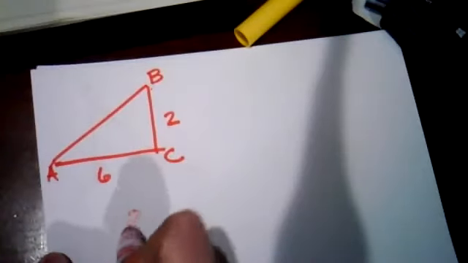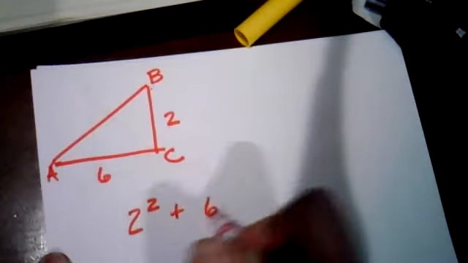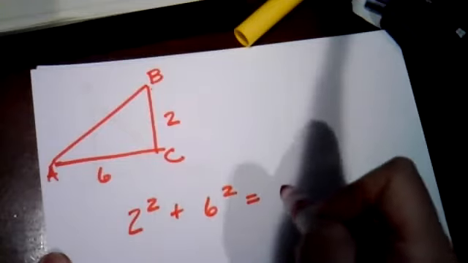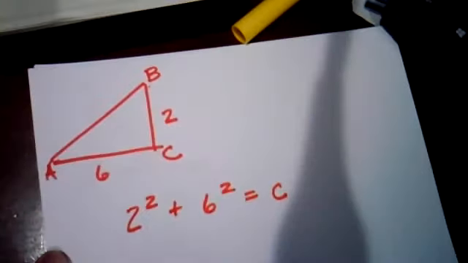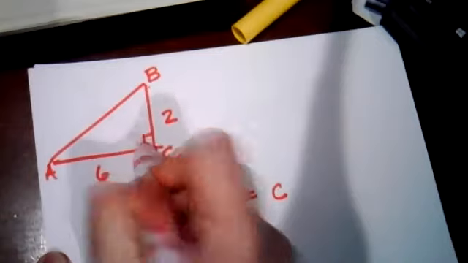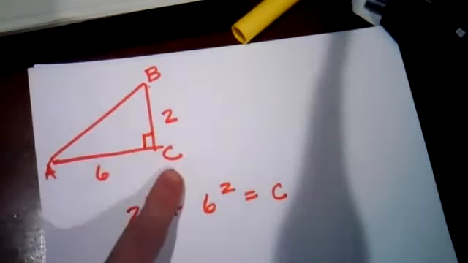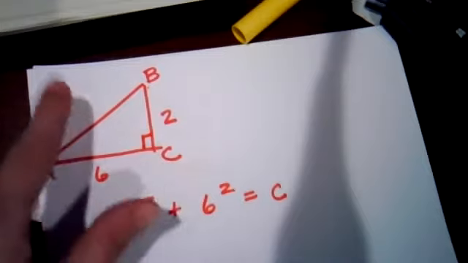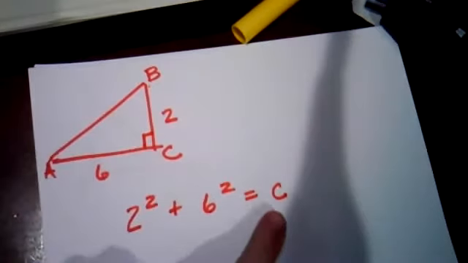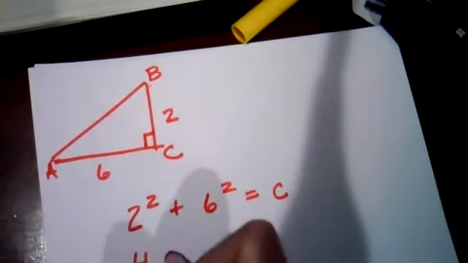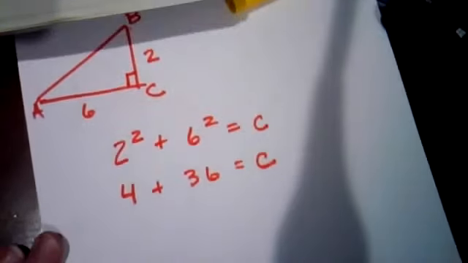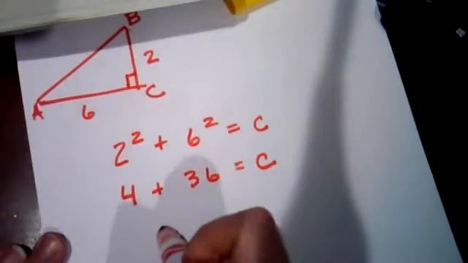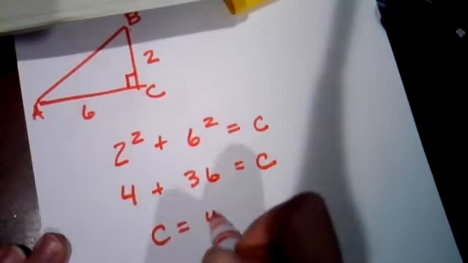So we have 2 squared plus 6 squared equals, we'll call it little c, because it's across from the C angle. You'll notice in the book, when it's talking about the angle, it's going to be a capital. If it's talking about the side, it's going to be the lowercase opposite that angle. Just so that you follow along. So this is 4 plus 36 equals c squared, and c squared is equal to 40.